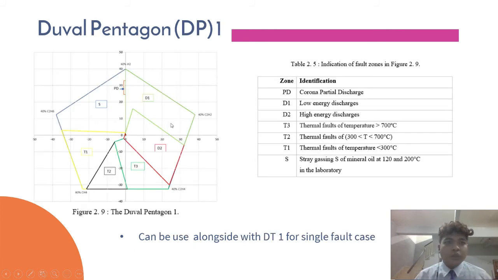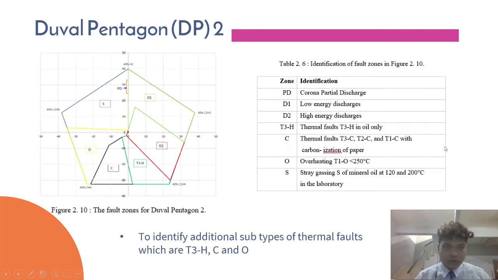Now we carry on to DUVAL pentagon. There are two, which is DUVAL pentagon 1 and DUVAL pentagon 2. The concept of DUVAL pentagon is still the same with DUVAL triangle. However, in DUVAL pentagon, the gas used is 5 types of gas, which you can see in this figure. The table will show the identification of fault zone of the DUVAL pentagon 1.